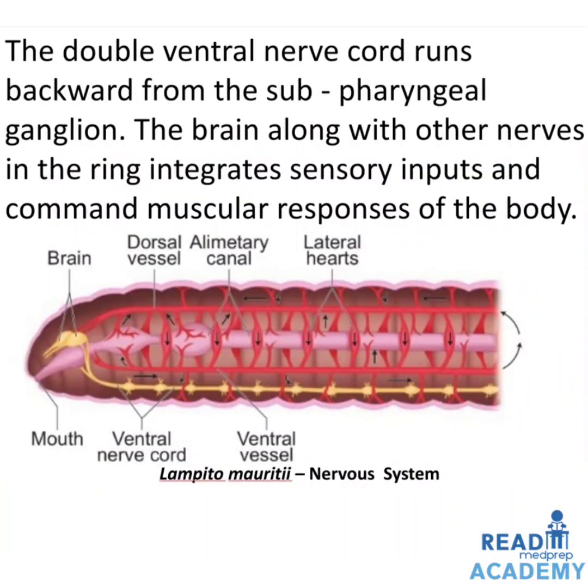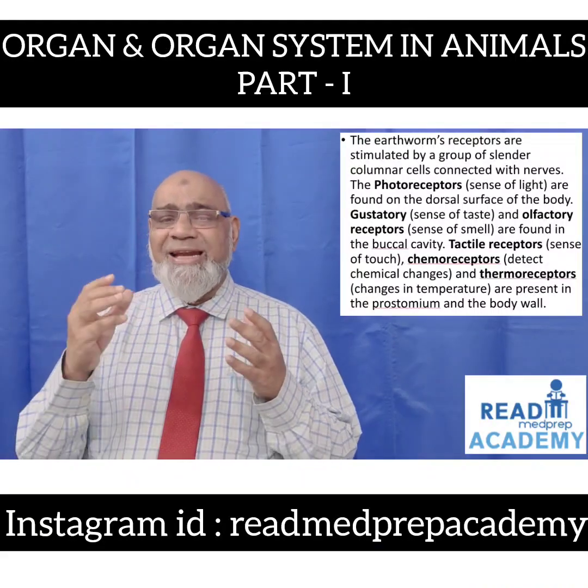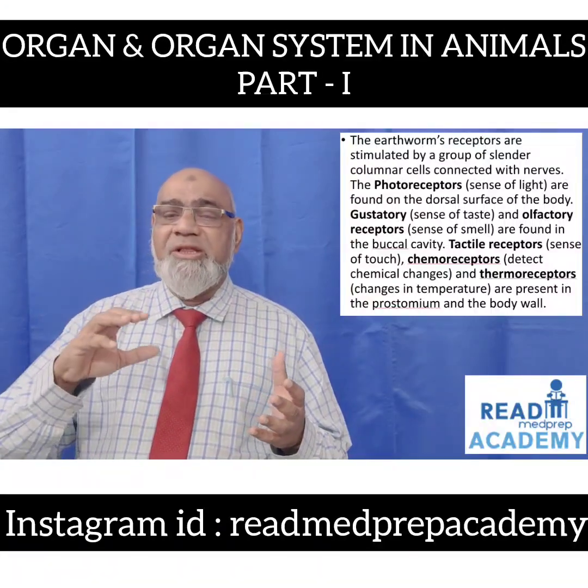The double ventral nerve cord runs backward from the subpharyngeal ganglion. The brain, along with other nerves in the ring, integrates sensory inputs and commands muscular responses of the body. In the image of the nervous system, you can see the brain and the ventral nerve cord, which runs on the ventral side. The earthworm's receptors are stimulated by a group of slender columnar cells connected with nerves.